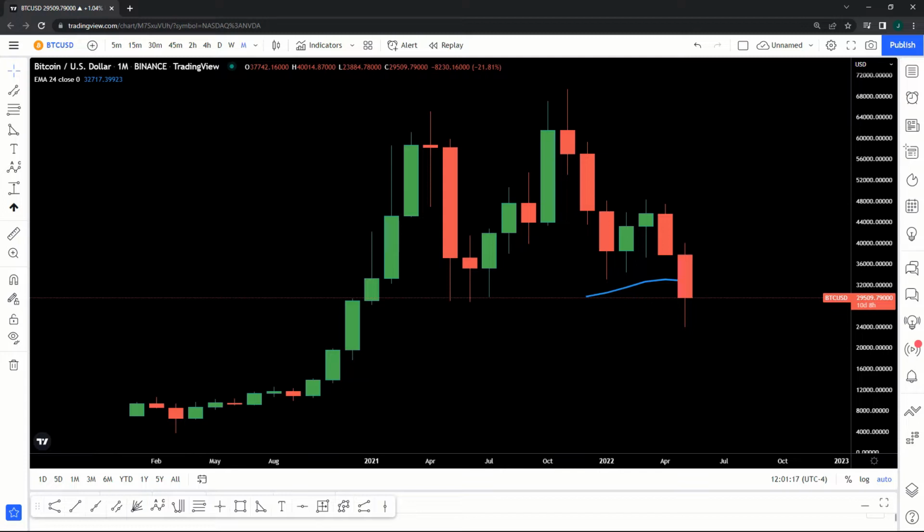Today's Saturday, May 21st, and it's a little after 12 p.m. Eastern Time. And this is the Bitcoin chart at the monthly time frame. And I'm reviewing this chart based on a position I'm currently holding involving Bitcoin.